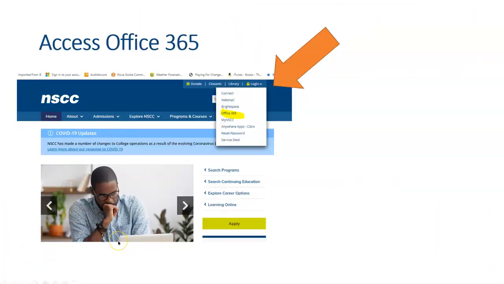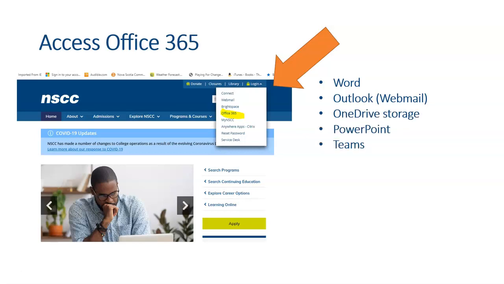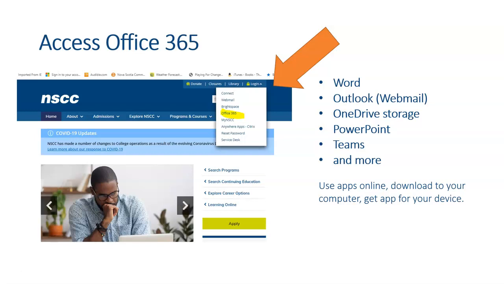Remember that the best way to log on to Office 365 is to go to the NSCC homepage, nscc.ca, look at the top right, and you'll see a place where you can log into Office 365. There you'll be able to access Word, your Outlook webmail, OneDrive storage, PowerPoint, Teams, and other apps. You can use these apps online, download them to your computer, or get an app for your device for free in your iOS store or your Android store.